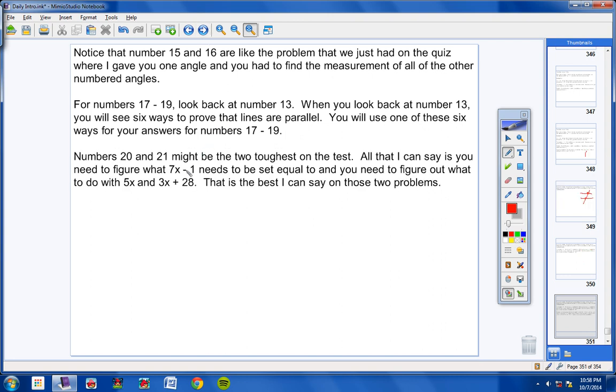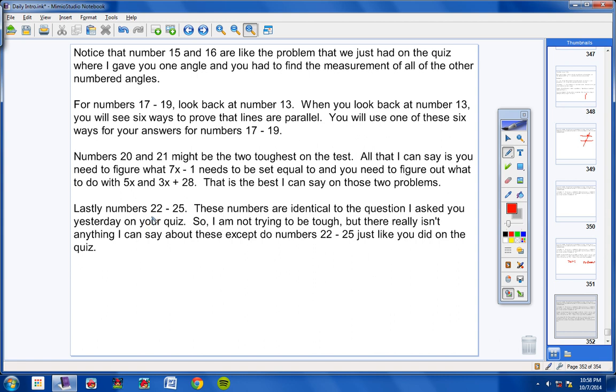All right. For numbers 20 and 21, they might be the 2 toughest on the test. All that I can say is you need to figure out what 7x minus 1 needs to be set equal to, okay? You've got to figure that out and then solve it. You also need to figure out what to do with 5x and 3x plus 28, okay? Either you set them equal or you might add them. Add them and set them equal to something. I don't know. That's for you to know, okay? And that's the best I can say on those 2 problems.